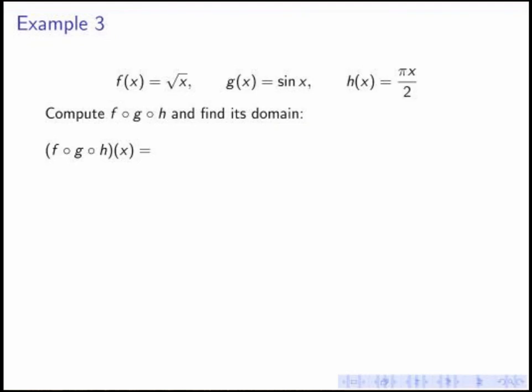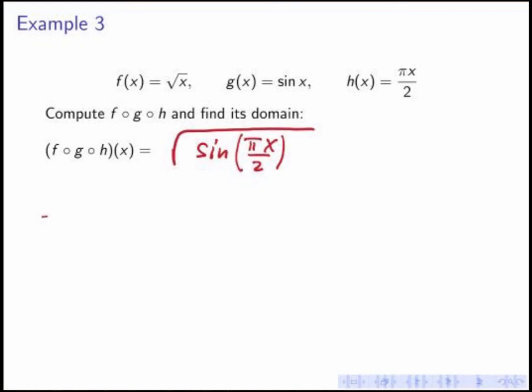Now, one more example, since we are doing so well. So look at the composition of f after g after h, where f is a square root, g is sine of x, and h is pi x divided by 2. So we have square root of sine of pi x divided by 2. The sine function becomes negative occasionally, and then again we can't take the square root. So we need to find out where the sine function of pi x over 2 is negative.